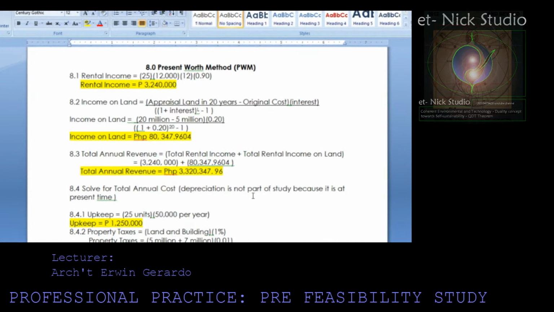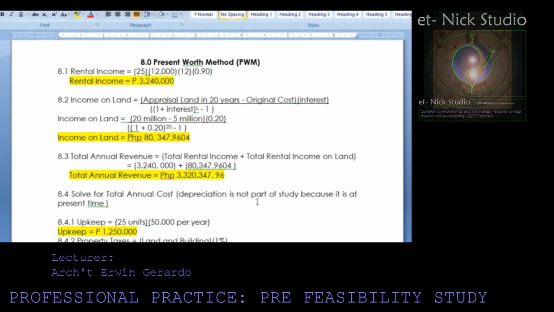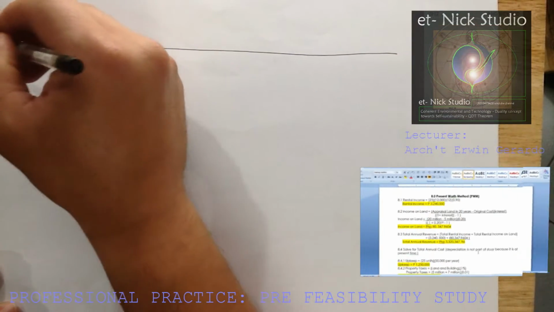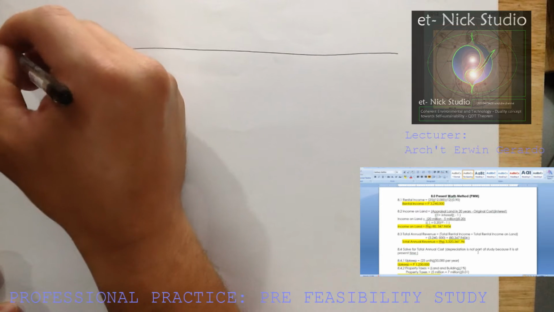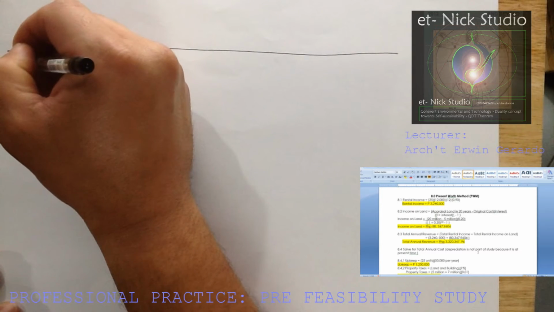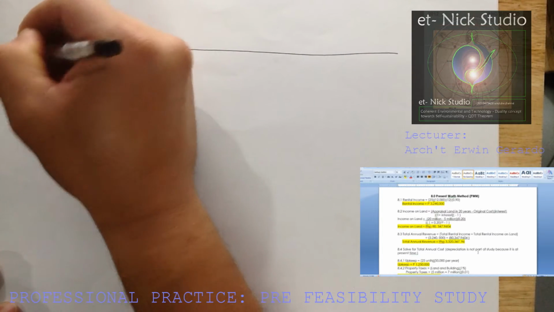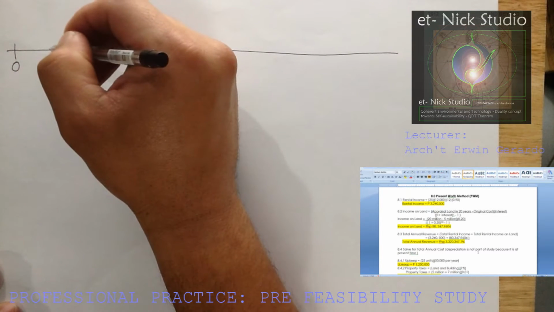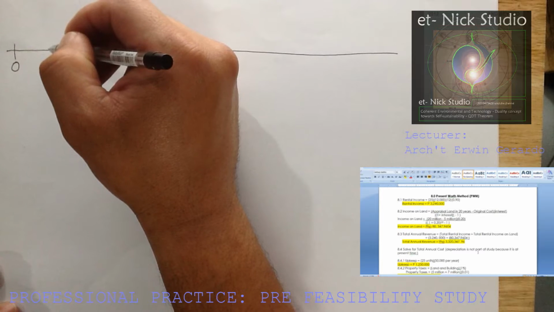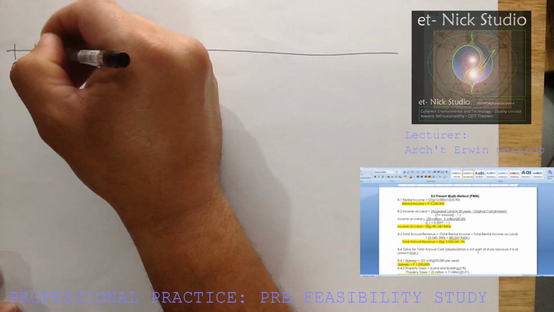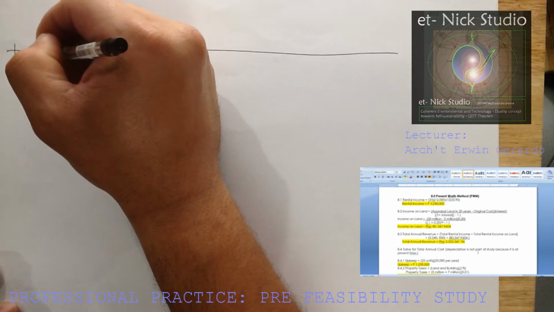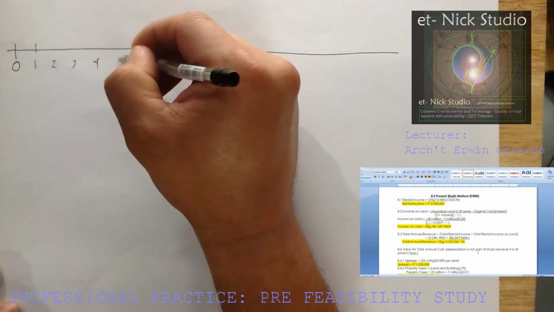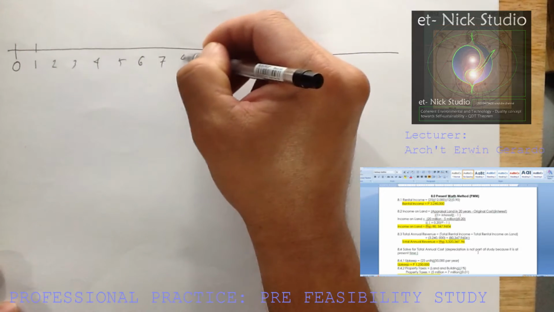So let us discuss the present worth formula once again. Take note that at the present period, this is actually the benchmark. 0 represents the beginning of the period. Then 1 is actually equivalent to 1 year. So let me complete once again this diagram.